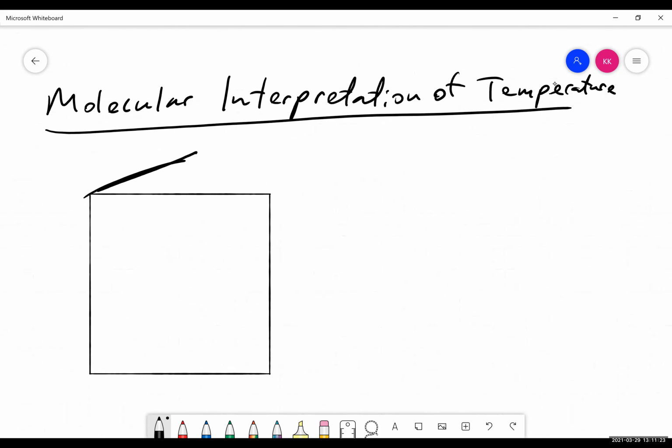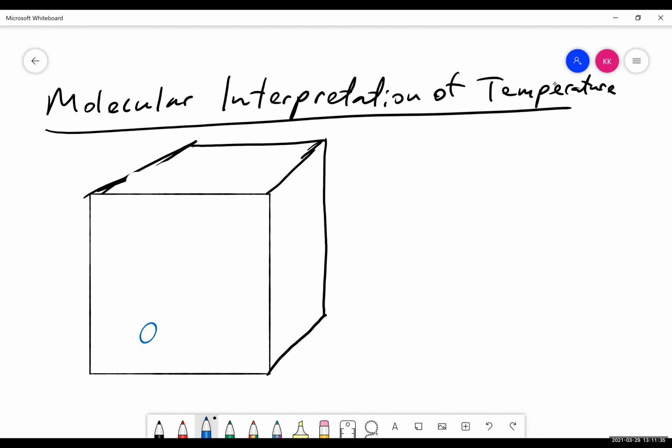I'll try to make it a little bit prettier. There you go. What we have here is a container filled with molecules that are moving around, and again, those are extremely tiny molecules. Let's say this is a particle. It can be a particle, an atom or a molecule, depending on what we have. But let's say this guy here is a particle, and it's moving with some velocity.